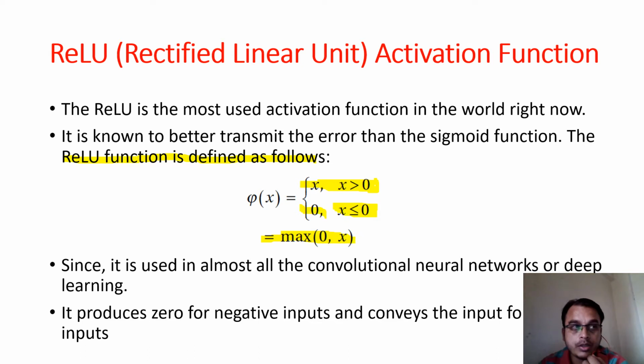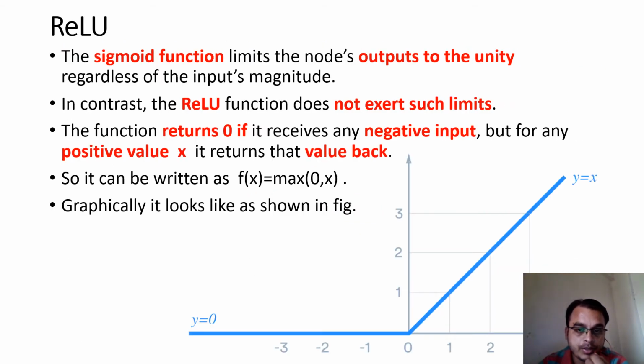If a value is in negative form, it will be treated as 0, but a value at the positive end will be treated as equal to the input itself. Hence the value we are getting is completely linear. Okay, this is an example.